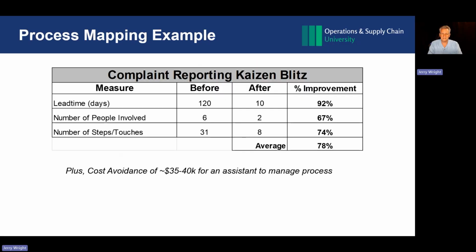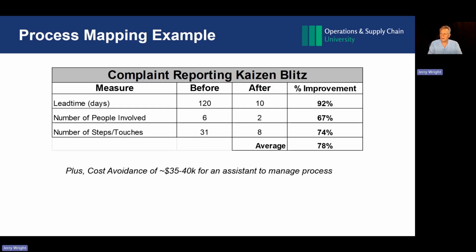And if you notice, the lead time went from 120 days to 10. The number of people involved went from 6 to just 2, and the number of steps or touches went from 31 to 8, less than half of what we were targeting of 16 steps, which would have been half of 31. And then the overall average improvement, 78%. That's huge. Plus, if you noted down below, they didn't hire an assistant to manage a process that they could make better. So again, I love this example.